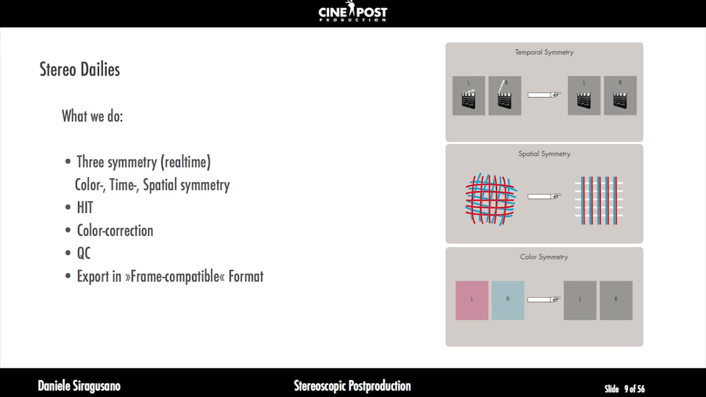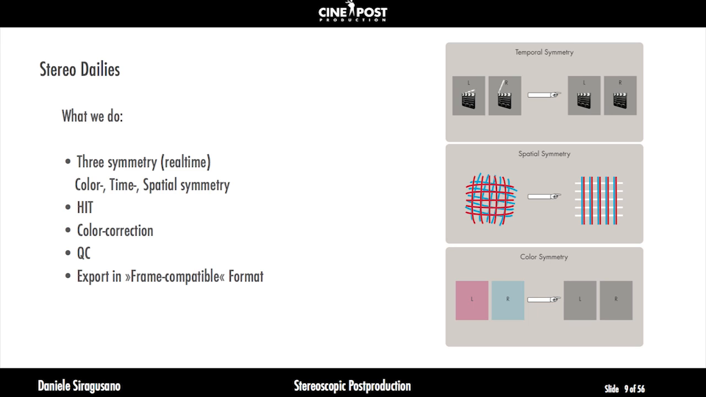We then do a horizontal image translation. I think I have a slide later on what this exactly is. I think every one of you knows it. When you shift both images against each other, you can define the object that is put on the screen plane, but I have a slide on that later. Then, of course, really important to establish a certain look during the dailies is the creative color correction.